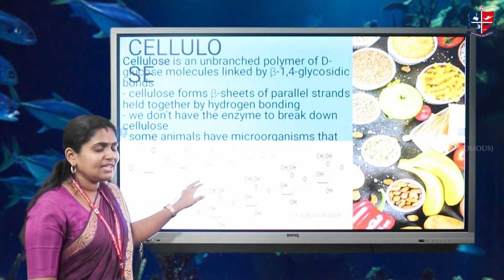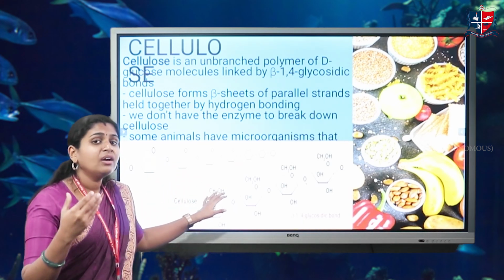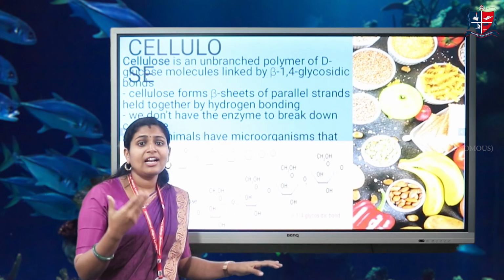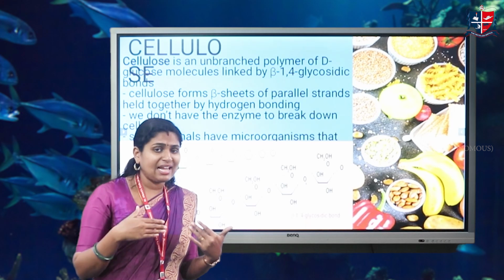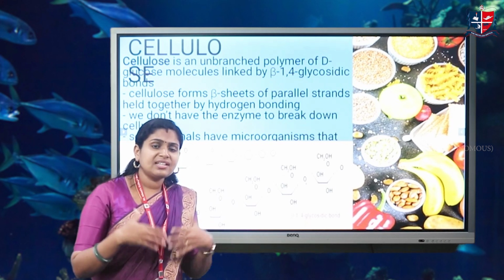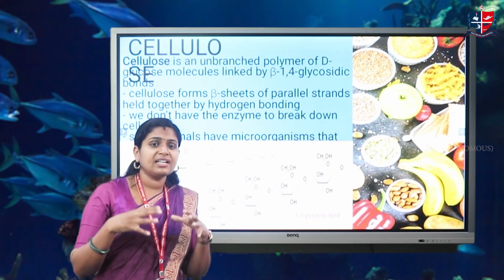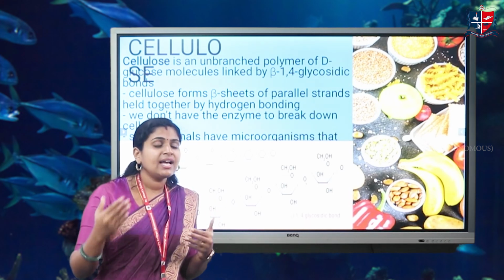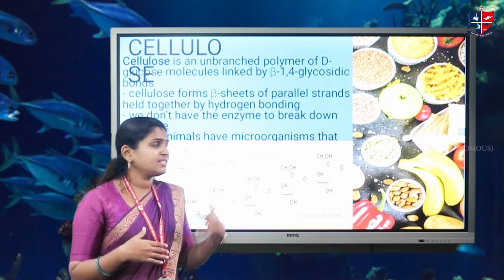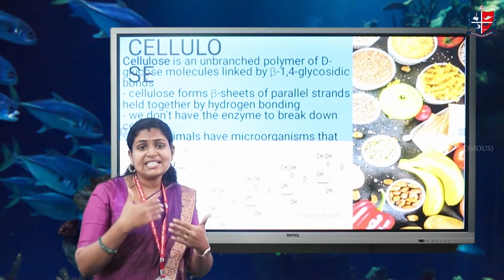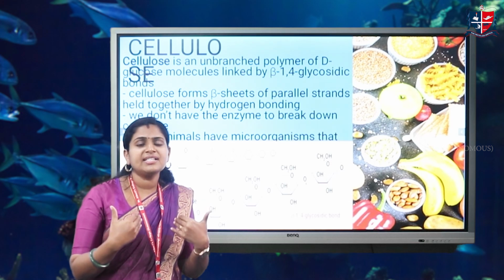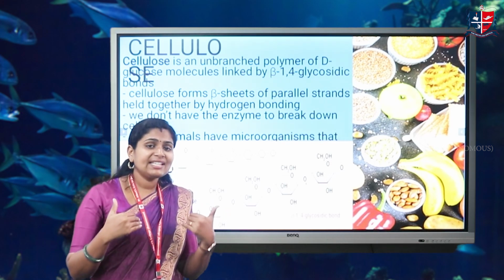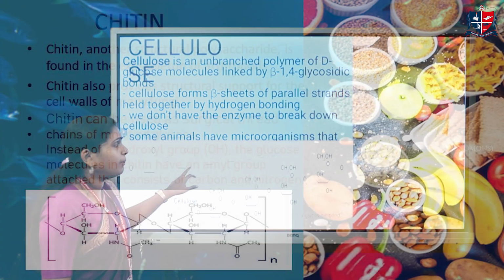Some animals contain cellulase enzymes in their body for digestion. For example, cows and other herbivores are able to utilize plants because in their bodies there are certain microorganisms that have the ability to produce the enzyme cellulase. Cellulase is an enzyme that breaks down cellulose. Therefore, they can easily digest cellulose, but in our system we are not able to digest it because we lack the cellulase enzyme. This is all about cellulose.